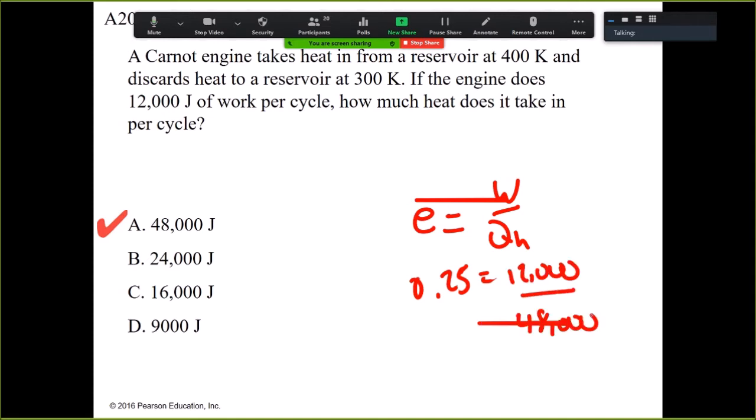I gotta figure out why it's doing that streak thing. I don't know why it's doing that. But anyway, so the answer is A here.